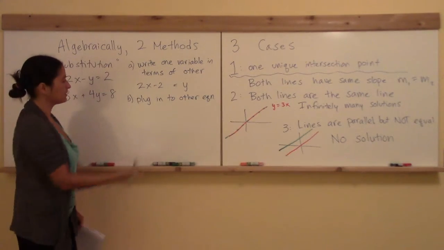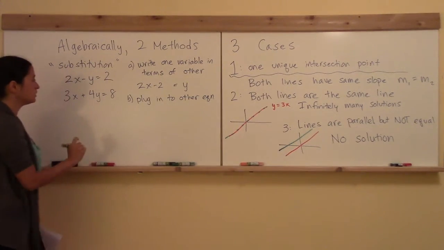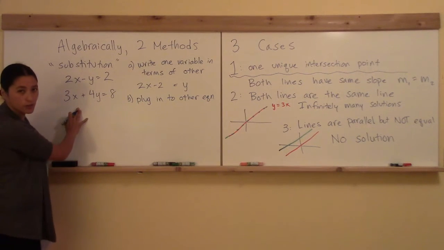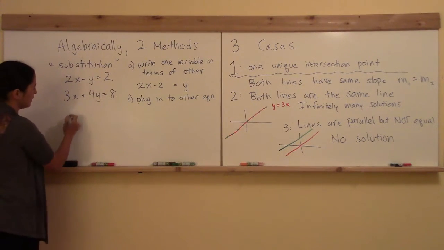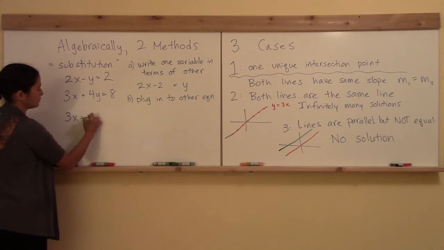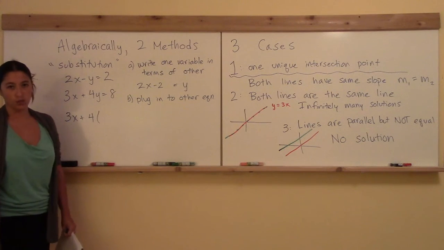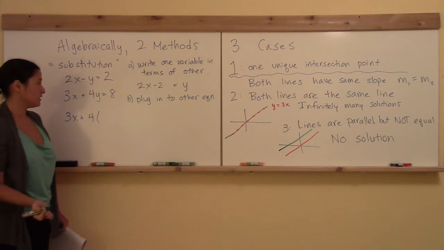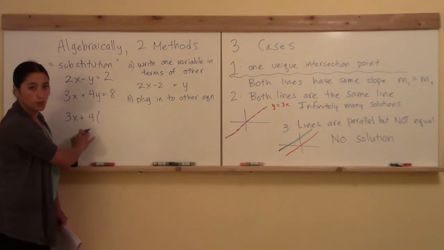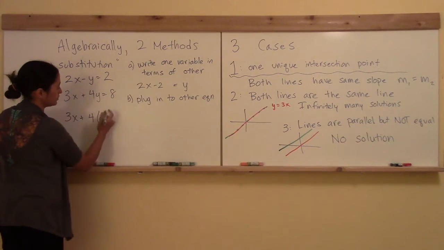Okay, now I have the statement that y is equal to 2x minus 2. So taking that into the other equation, the one that I didn't use for the solving out, I would say that 3x plus 4, and there's the y. Now I don't want the y to be there anymore because I just want to have one equation with one unknown. So I'm going to replace it with this.